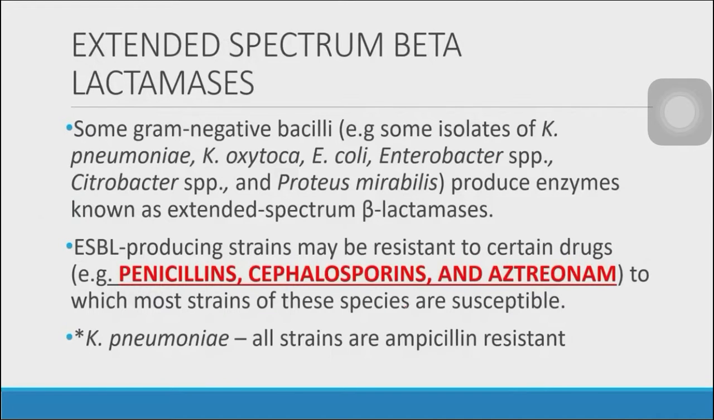Next, we're going to talk about the extended spectrum beta-lactamases. Some gram-negative bacilli, some isolates of Klebsiella pneumoniae, Klebsiella oxytoca, E. coli, Enterobacter, Citrobacter, and Proteus mirabilis produce enzymes known as extended spectrum beta-lactamases. So what are these beta-lactamases?